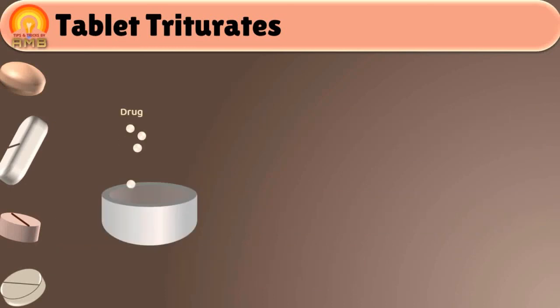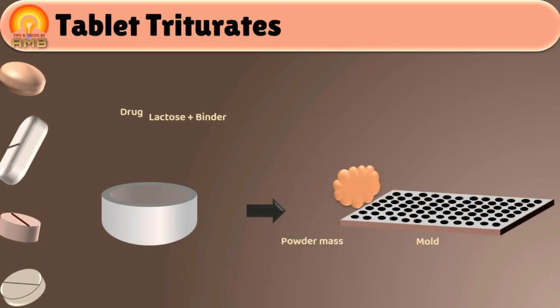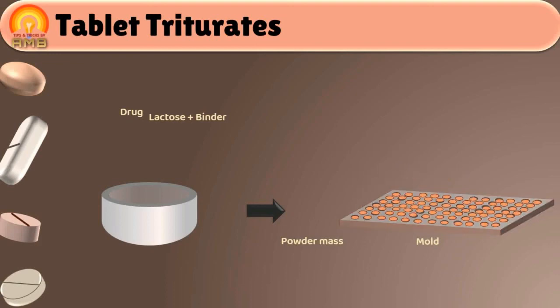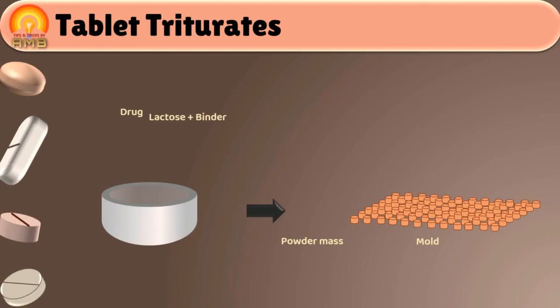The drug is mixed with lactose and binder with the help of alcohol. The mixed mass is then molded into molds of desired shape and size. Alcohol gets evaporated to form the tablet triturates. These tablets are rarely used nowadays as these are usually soft and friable, or easily breakable. Content uniformity of these tablets is also doubtful.